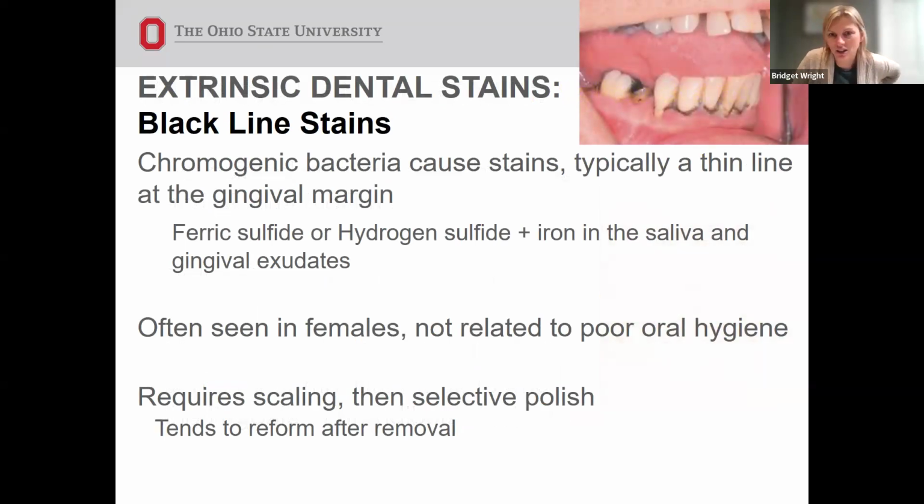Black line stains, so you can see that in this picture, right along the gingival margin. Sometimes it's right along line angles too. This is a type of chromogenic bacteria, chromo meaning color. Like I said, it's a thin line along the gingival margin. It is often associated with some type of iron in the saliva, and it's often seen in females and not necessarily related to poor oral hygiene.